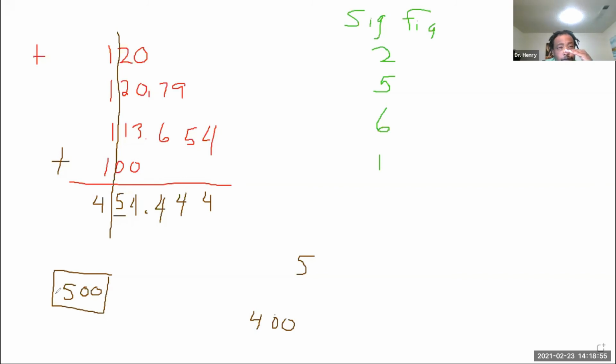So if it's 5 exactly or less, then it's going to be rounded down, so you just put the zeros there. If it's 5 or greater, then you're going to round up. Does that make sense? Or am I just making it hard?